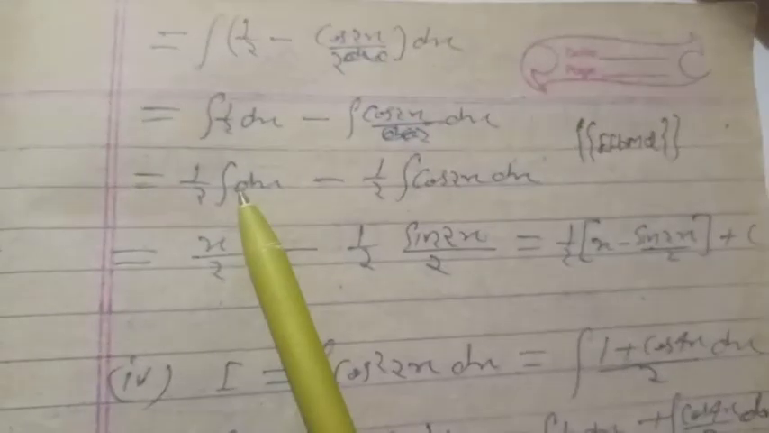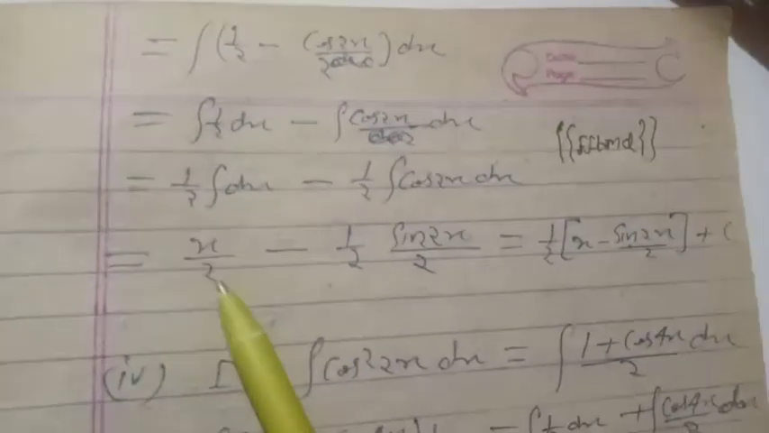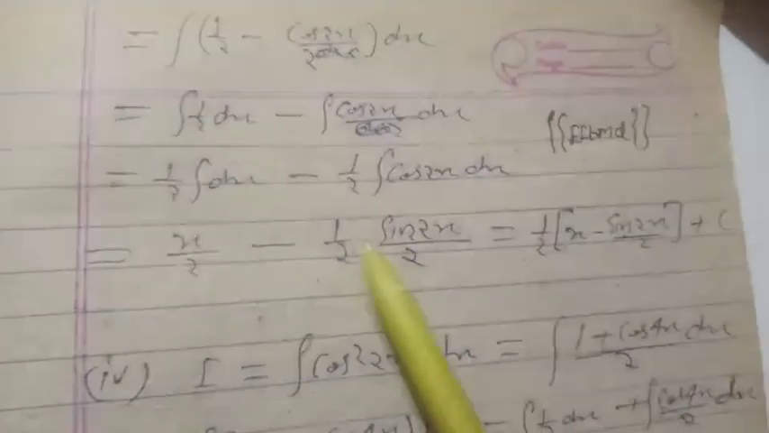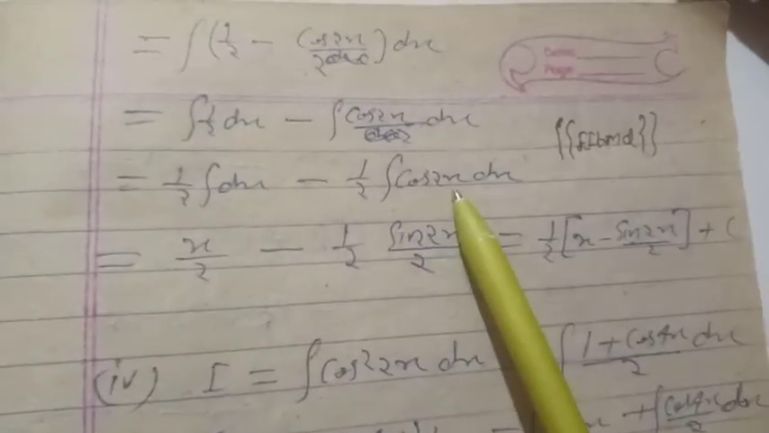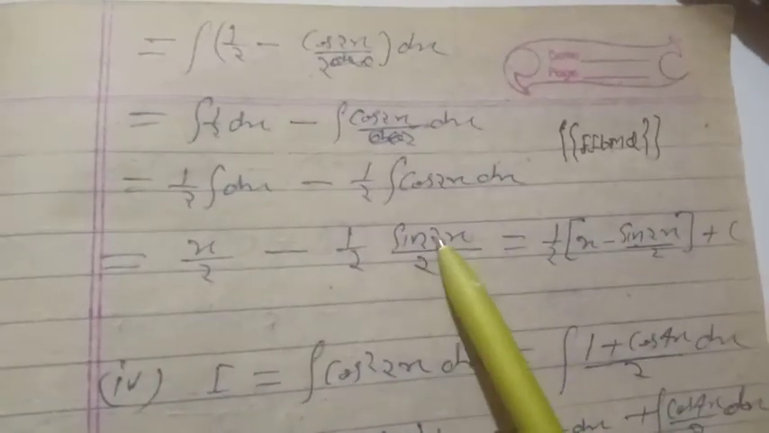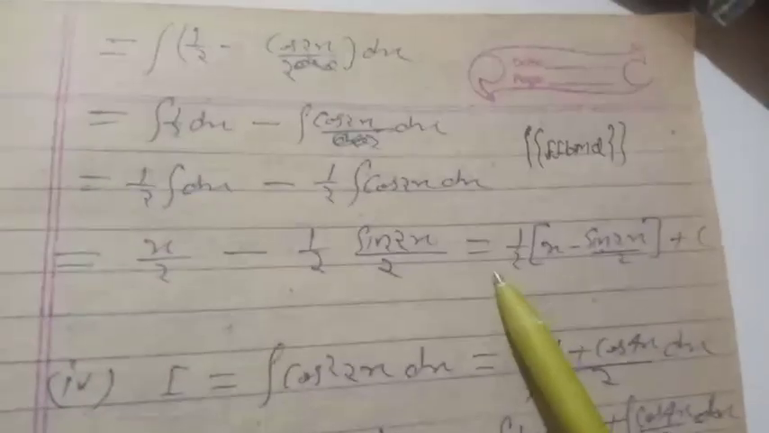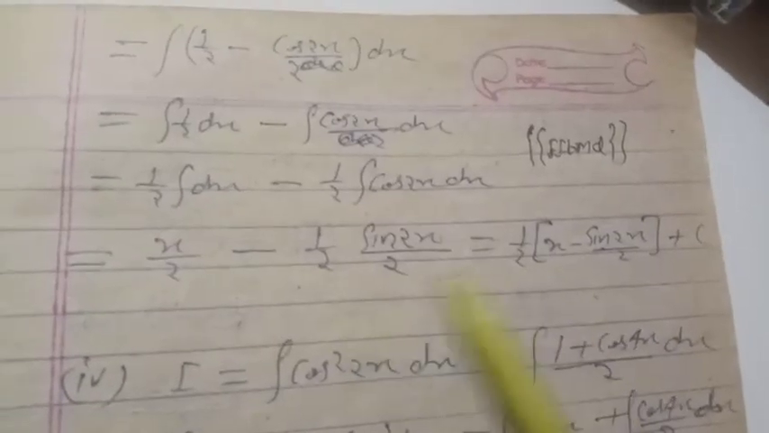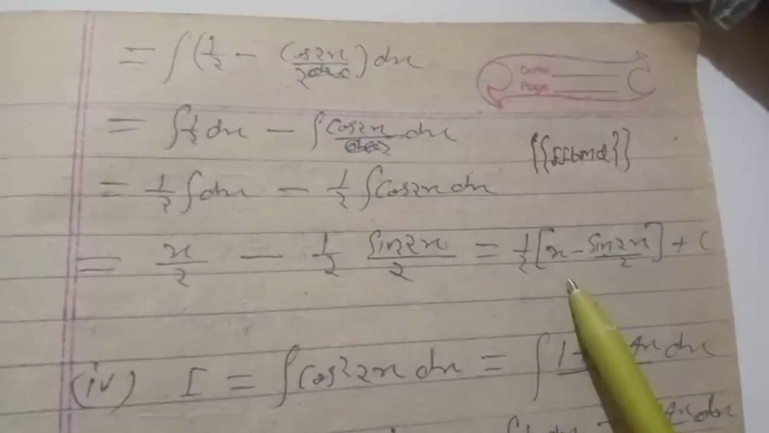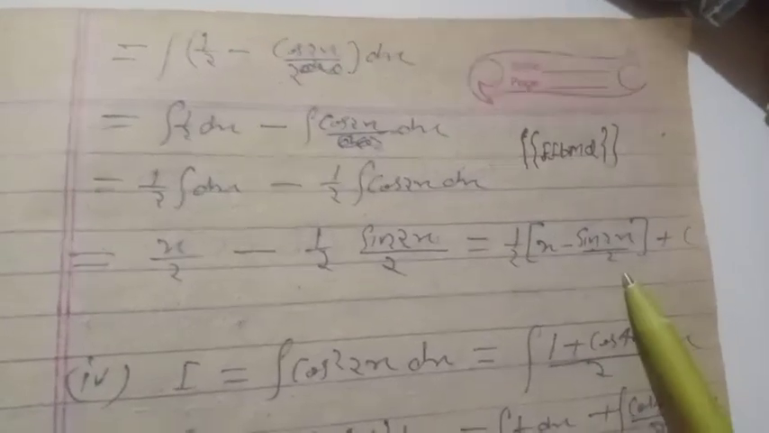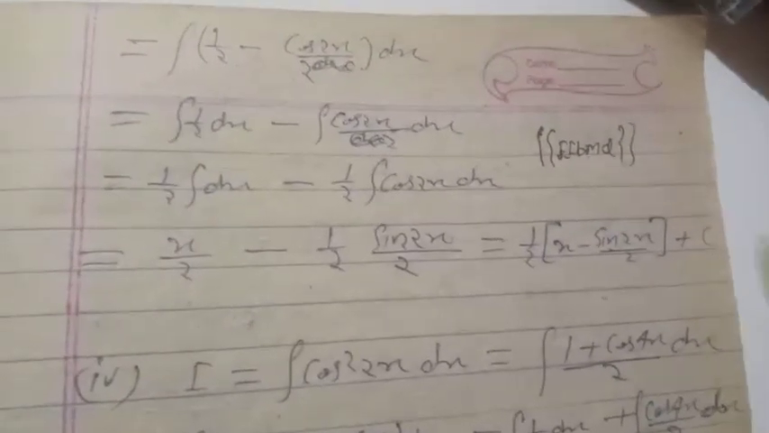Now integration of dx is x, so we have x by 2 minus 1 by 2 into integration of cos 2x, which equals sin 2x by 2. Taking 1 by 2 common, we have 1 by 2 into x minus sin 2x by 2 plus c. This is the integration constant.